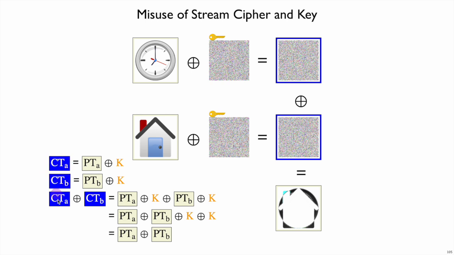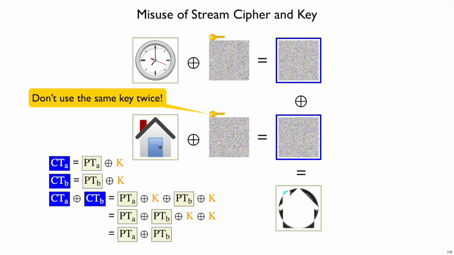When we take those two encrypted things and XOR them together, that's the same thing as this expansion, where the unencrypted clock is XOR'd with the keys, XOR'd with the unencrypted house, XOR'd with the keys. Since XOR is commutative, we can swap these two around. And since anything XOR'd with itself is 0, we can simplify this term to 0. And then since 0 XOR'd with anything is just the other thing, we end up with the plain text clock XOR'd with the plain text house. That's this picture here, and that's why we get some information out of it.